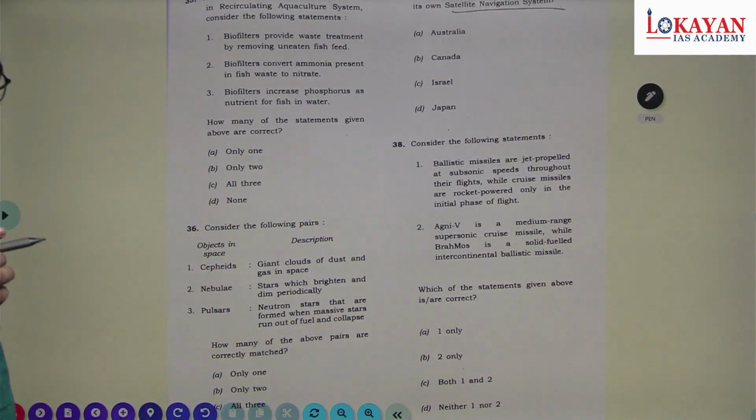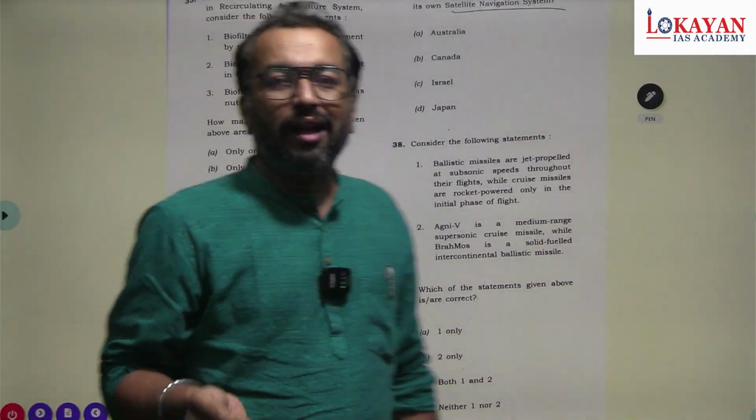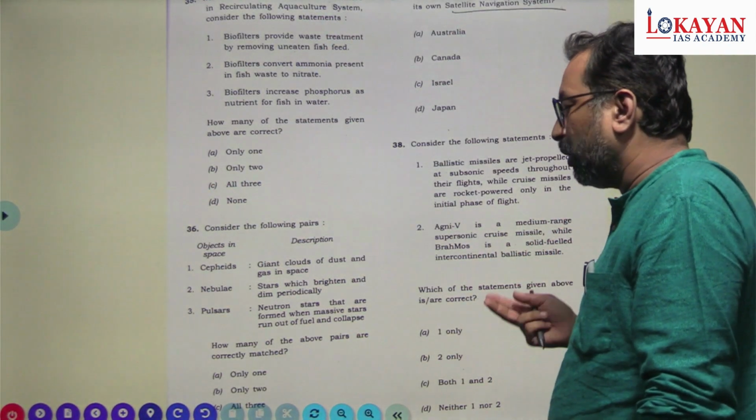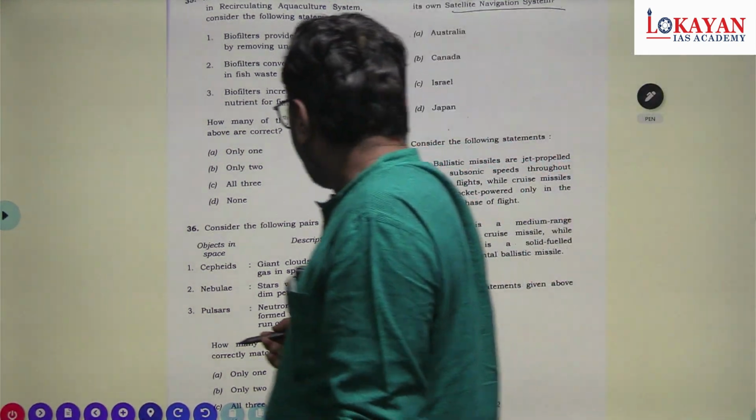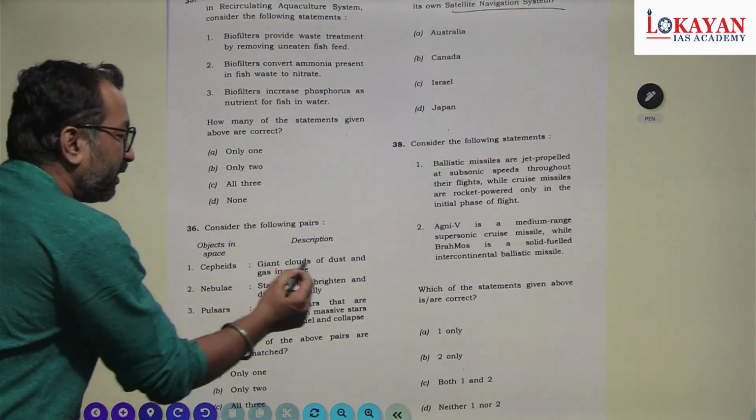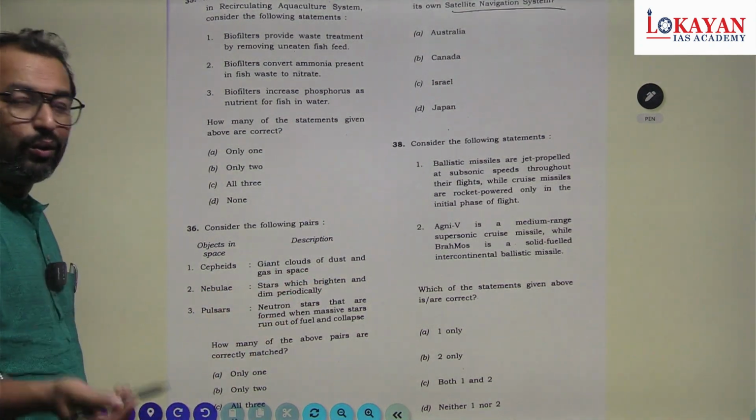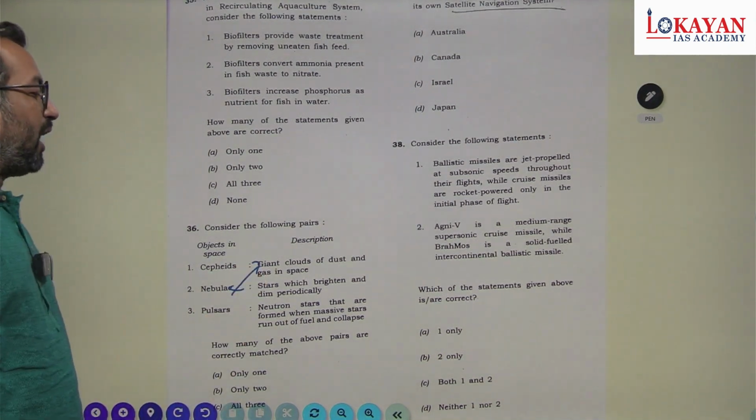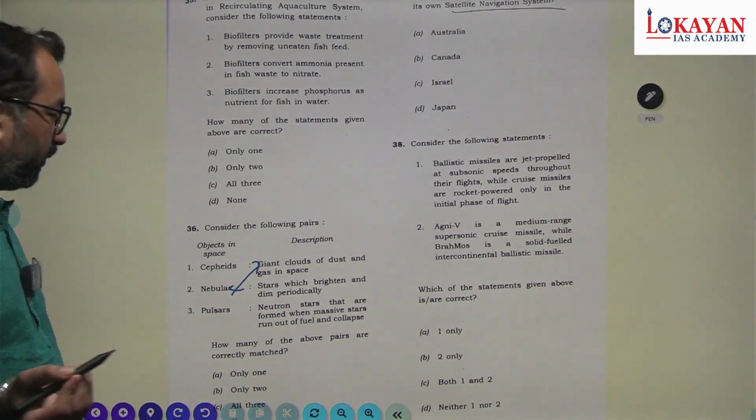They haven't asked exactly which pair. They have just asked the number of pairs which are correct, right? So 1, 2, 3, or none. Cepheid, giant clouds of dust and gas in space. But we know that this is the definition of nebula. Nebula is nothing but giant clouds of dust and gas in space.